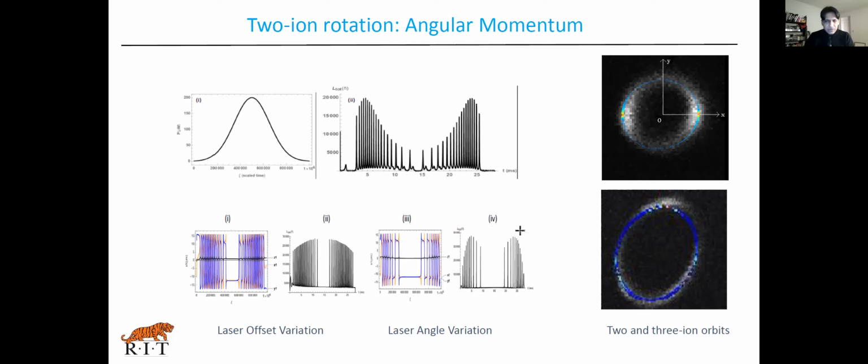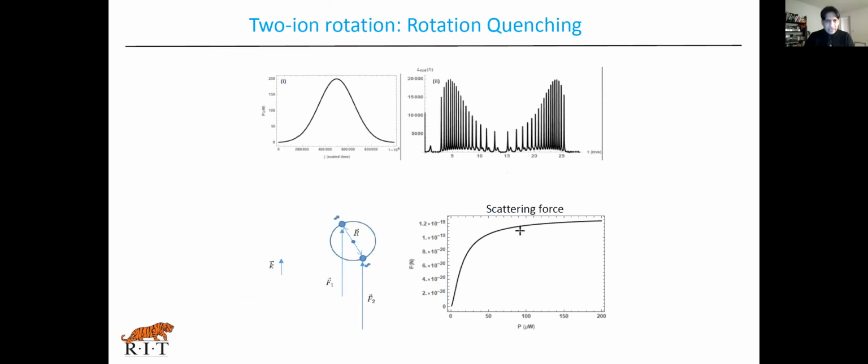But now let me tell you about why things come to a stop if the power is high. It's very simple. The beam is pushing both ions. Because the Coulomb repulsion is stronger than the optical scattering force, I can basically assume that these two ions will always be diametrically opposite each other. They never come close and sit next to each other. The Coulomb repulsion is too strong for that.